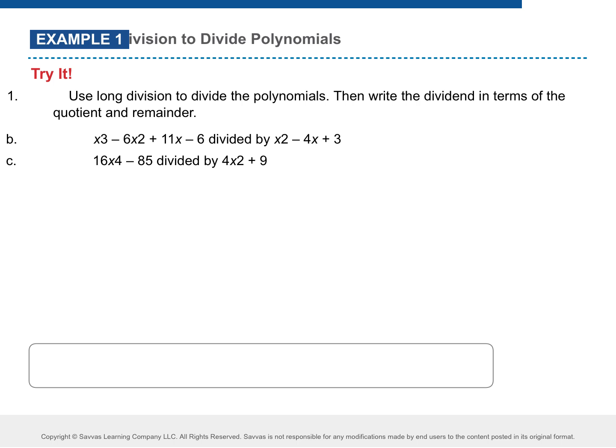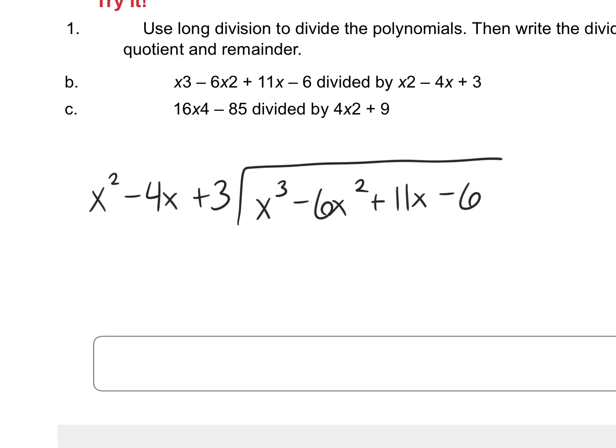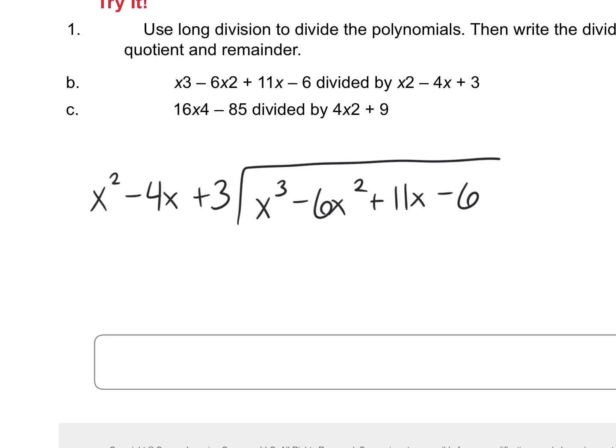What goes on the inside? The x to the third minus 6x squared plus 11x minus 6. And then on the outside, careful, there's an x squared minus 4x plus 3. What do you notice about this one compared to ones that we've been doing? There's 3 terms on the outside. It does not matter. You're still doing the same process. Go ahead and try that one.